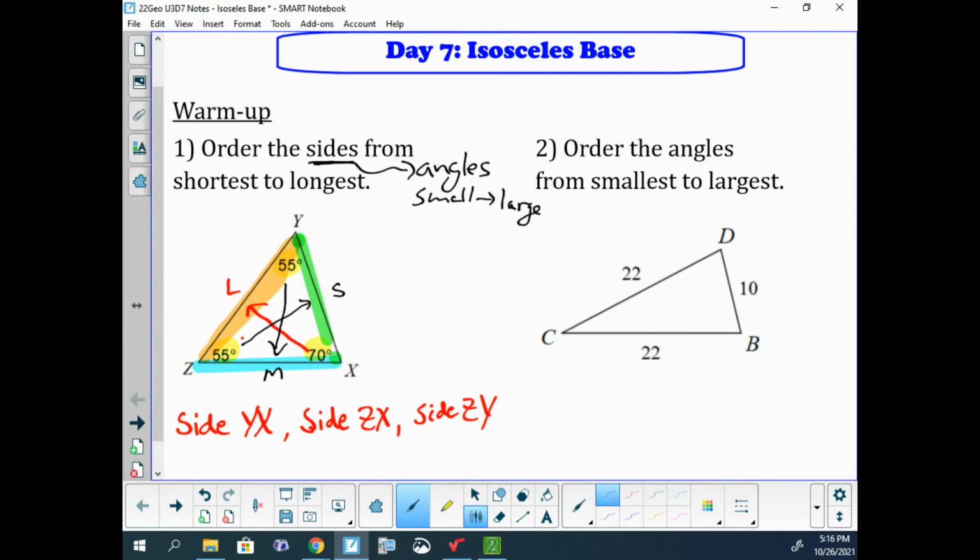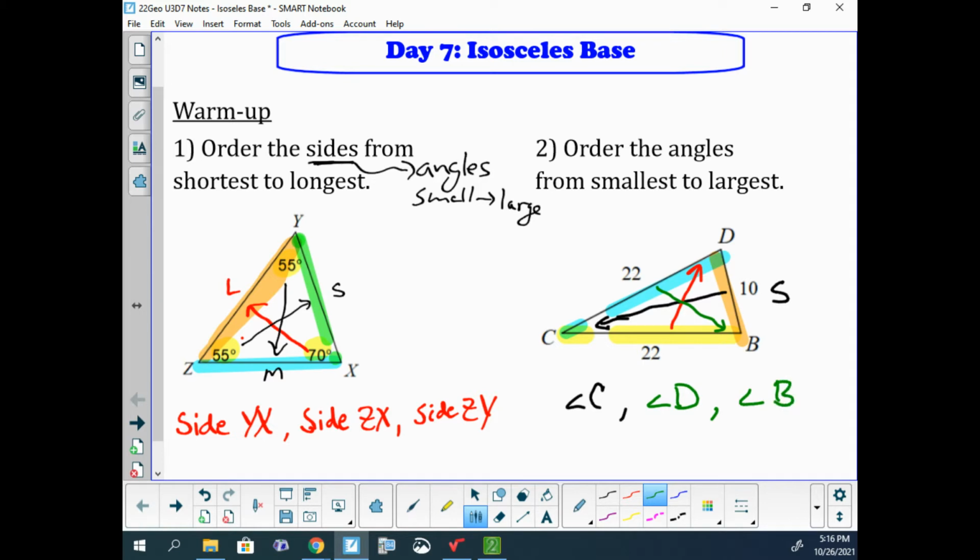In question number 2, we're asked to do the reverse. We are given side lengths. I know that because 22 is written on the edge of the triangle. 10 is also written on the edge. And 22. Hey, we've got another tie here in our side lengths. Well, for sure, this 10 is the small one. So that means when I'm ranking them, angle C is going to come first. And then the other two angles, since it's a tie, we can put them in any order. We can put D first and then B, or vice versa. And there we go.